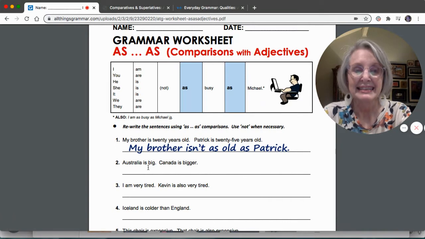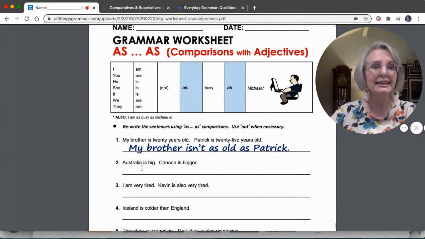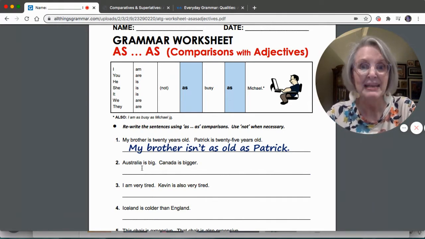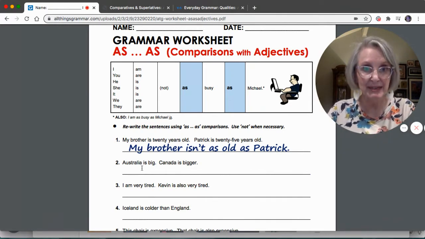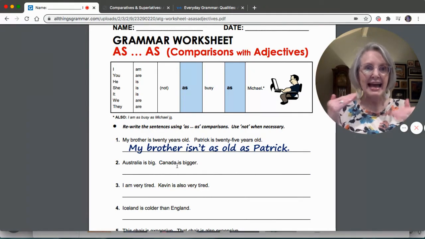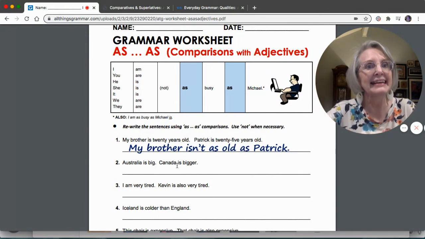All right. This one also is going to be an inequality. N't means not. So Australia is big, but Canada is bigger, right? So we would say Australia isn't. Here's where we do the "as," right? It isn't, or is not, as big as Canada.